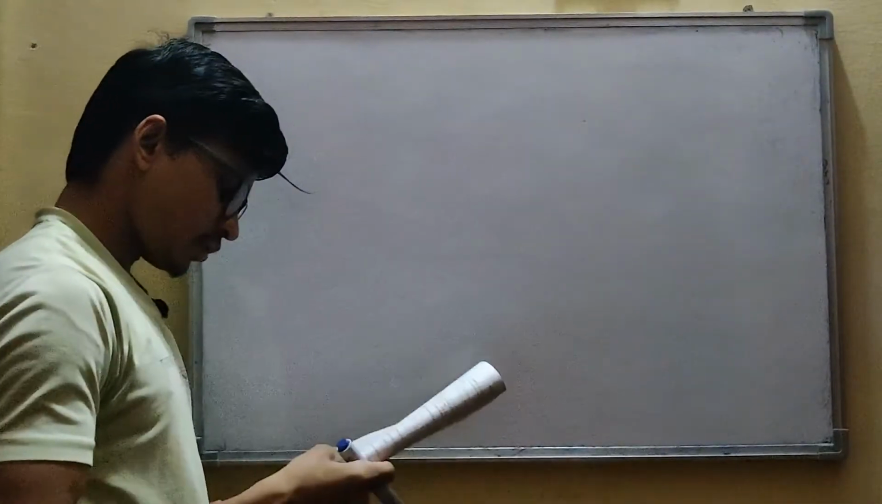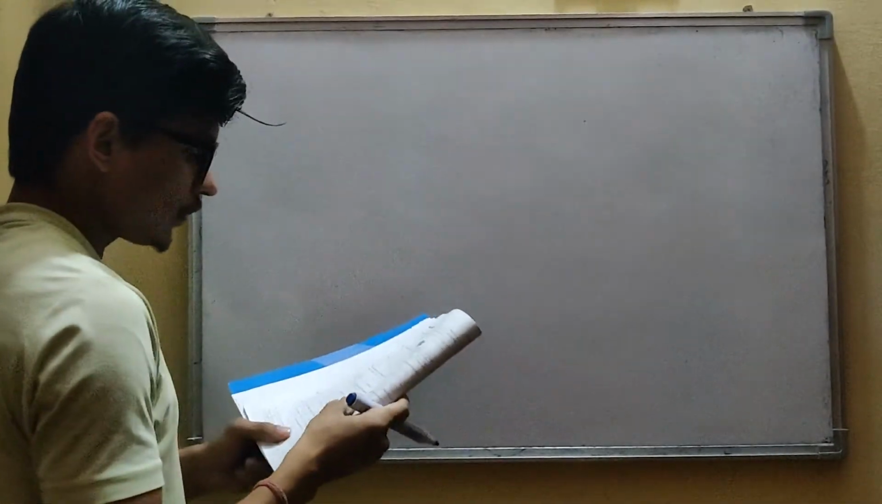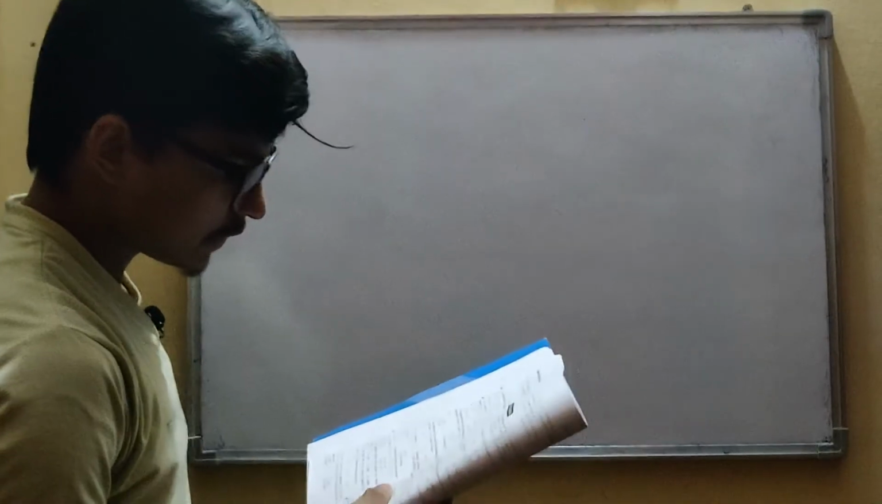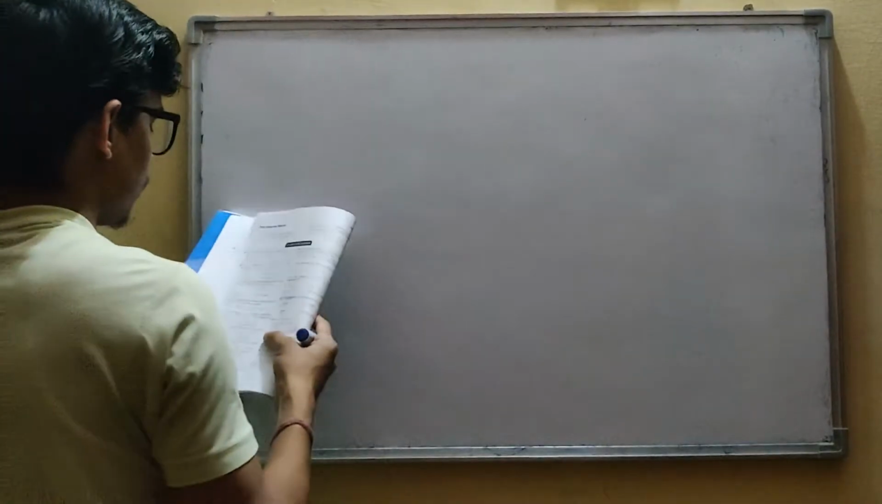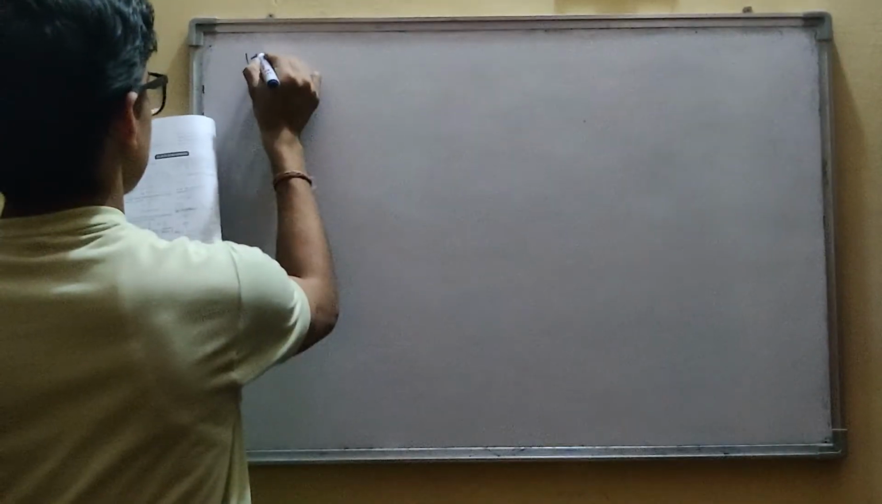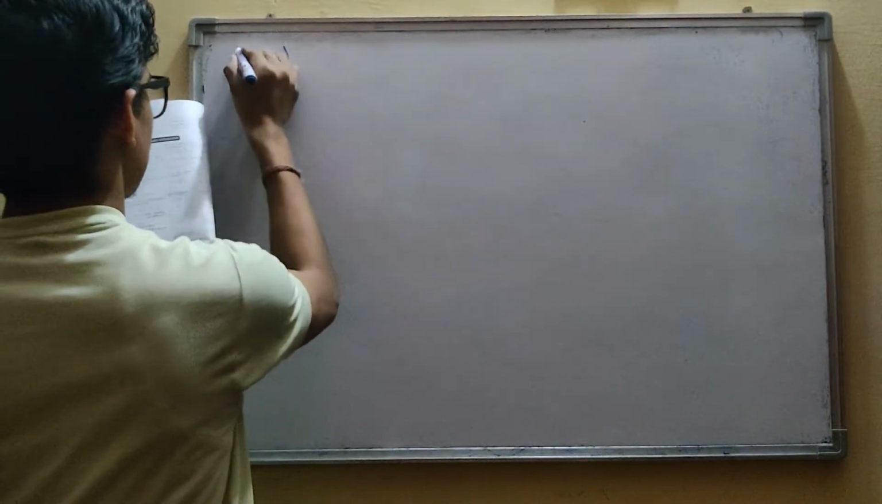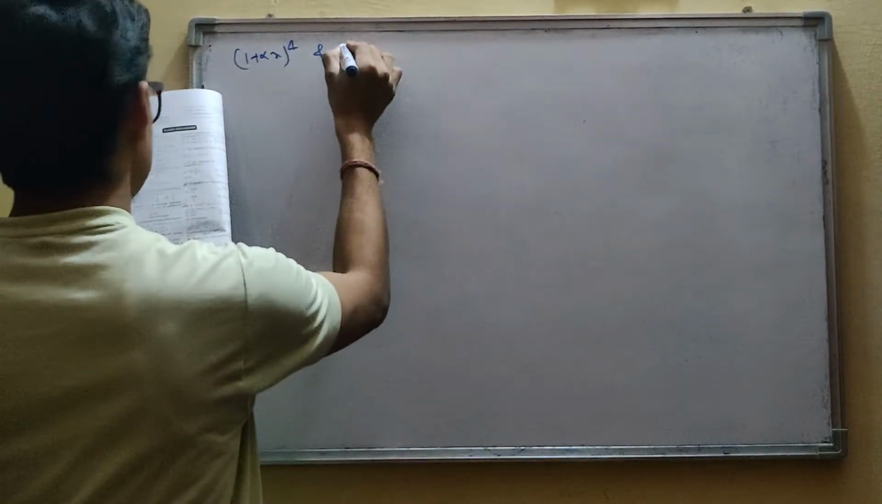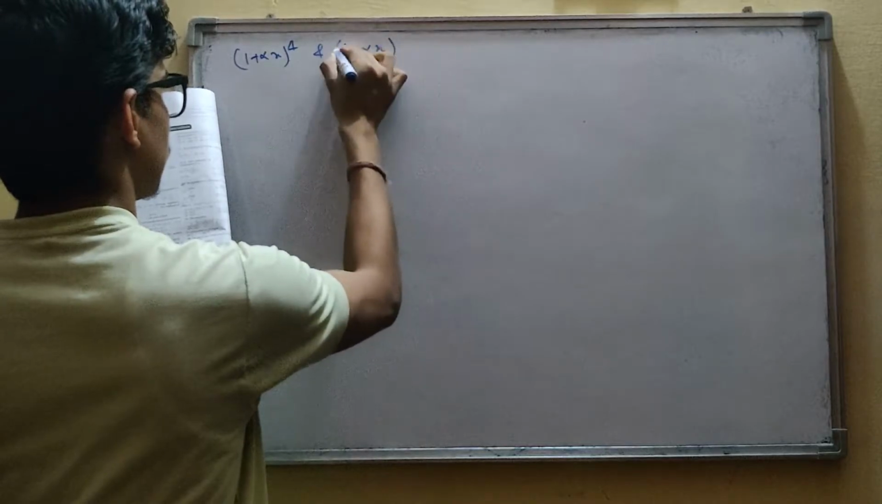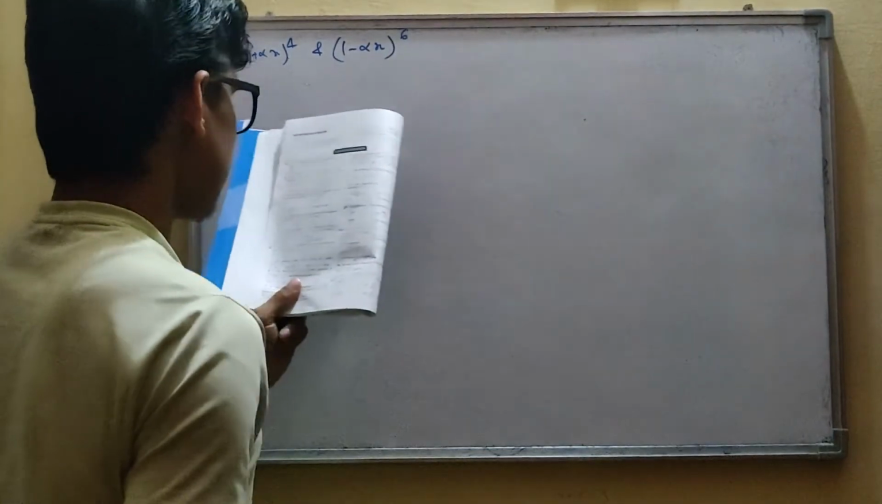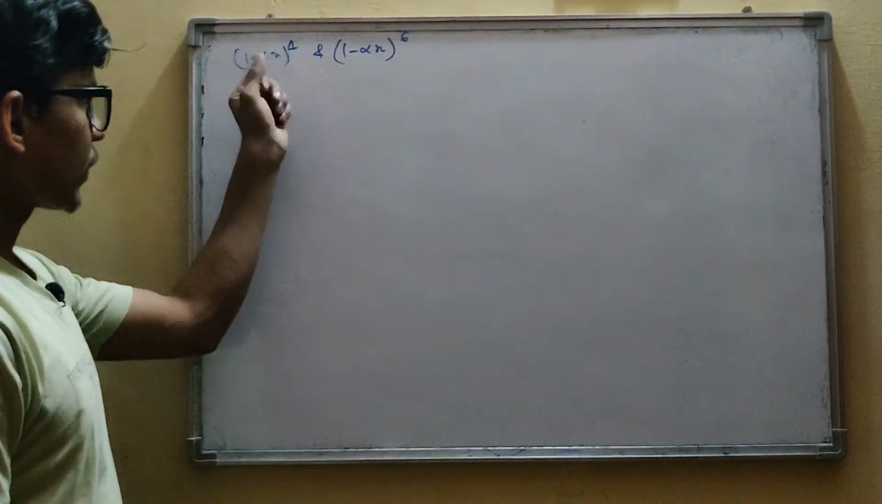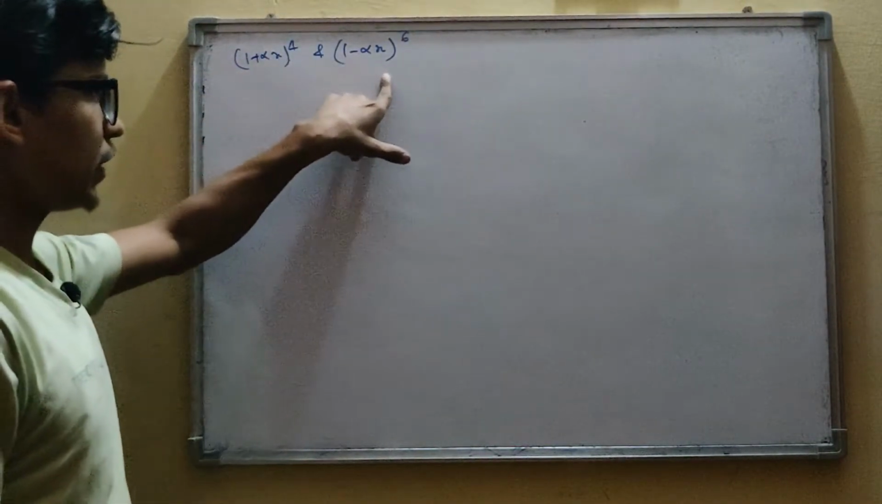So the next question is question number 4. The coefficient of the middle term in the expansion of this and this is the same, then find the value of alpha. The two terms are (1 plus alpha x) to the power 4, and the other one is (1 minus alpha x) to the power 6, and they are saying that the coefficient of the middle term. So how many terms will be there in the expansion of this? 5, and here it is 7.